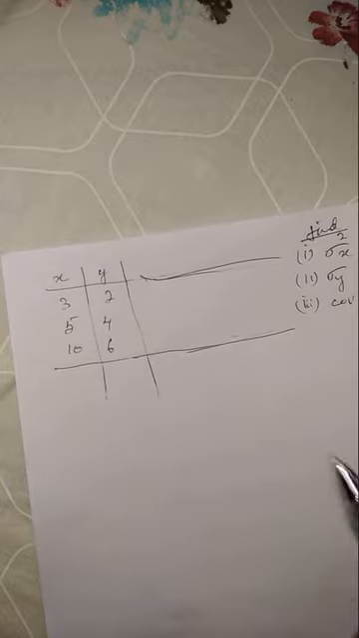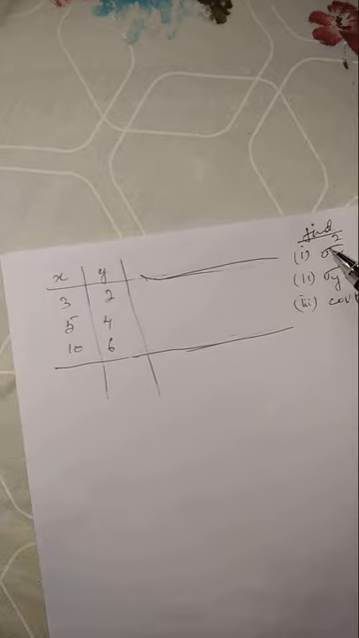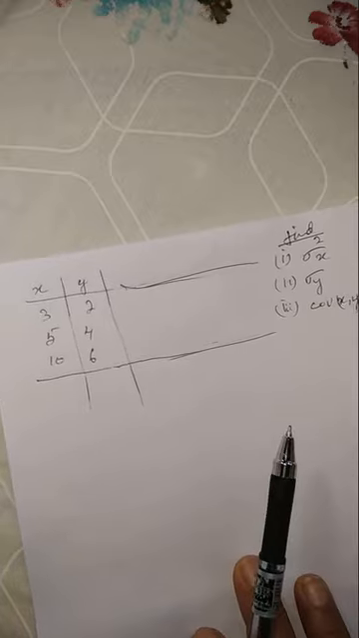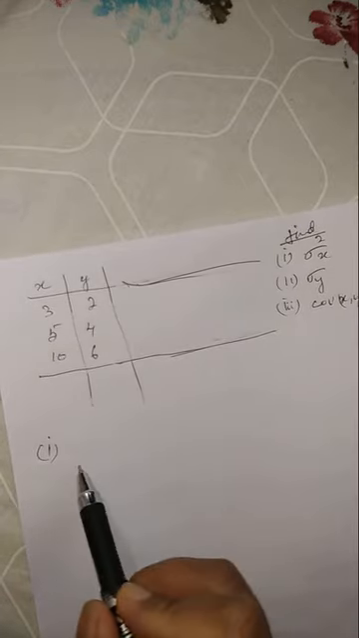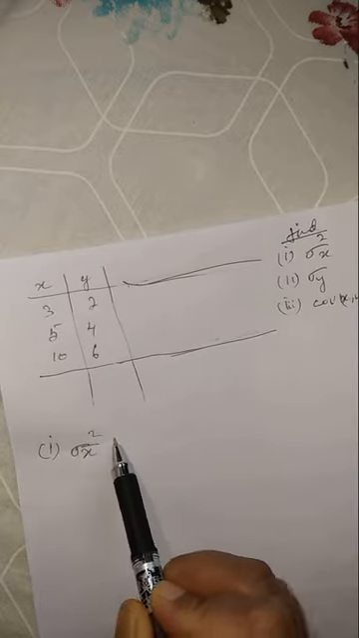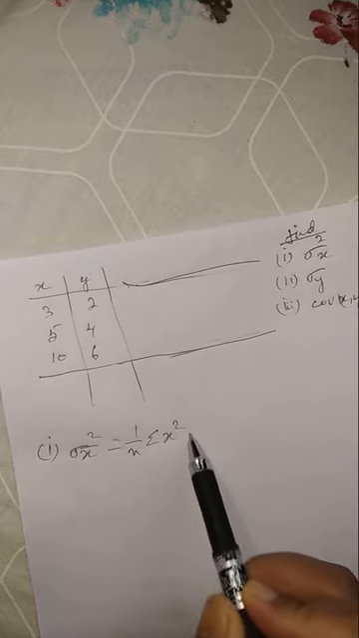So let's suppose you are given this kind of data, and you are asked to find out the variance, standard deviation, and covariance. How are you going to do it? We'll go first with number 1, the variance of x. We know the formula. I already asked you to learn it by heart. So look at the formula.